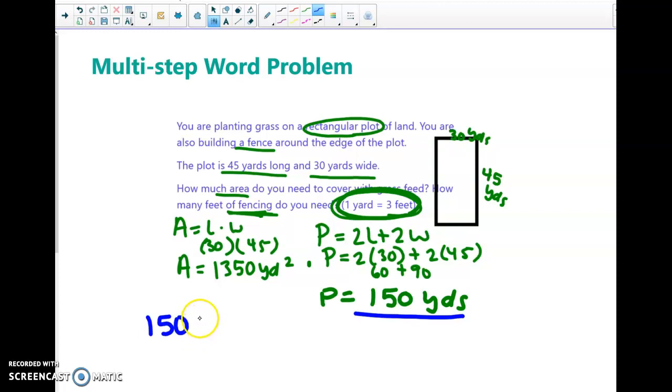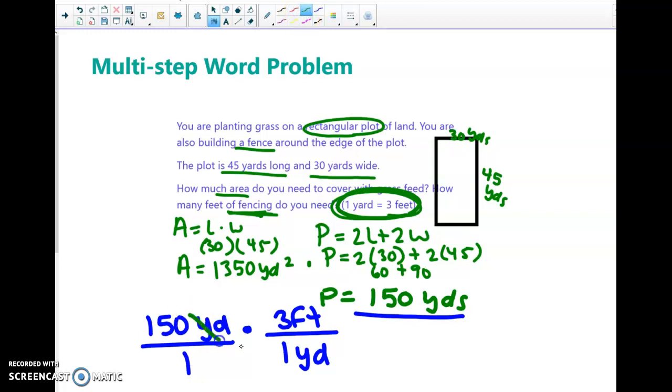If you want to see how that works, 150 yards times, draw your conversion here. Yards are being canceled, so you need to put 1 yard on the bottom and 3 feet in the numerator. You can always put 150 over 1 if you'd like. That way you see you're multiplying by 3. You can always do that if you need to. 150 times 3 is 450 feet of fencing.